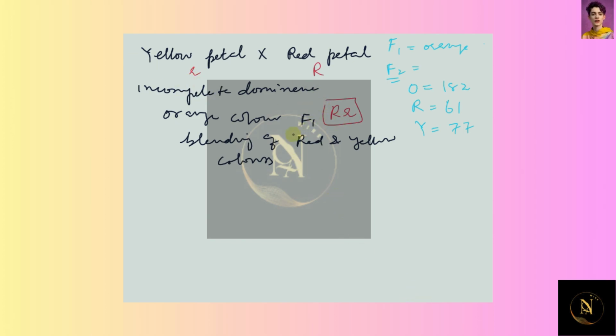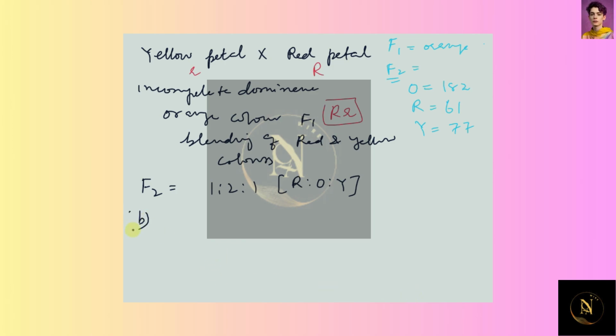So when this F1 is selfed, we get the F2 generation in which the expected ratio for incomplete dominance would be 1:2:1 for red, orange, and yellow color. Now coming to the second part of the question, which is recessive epistasis.